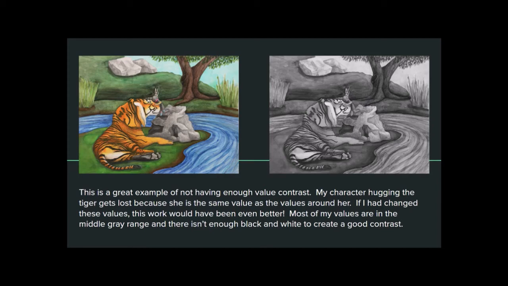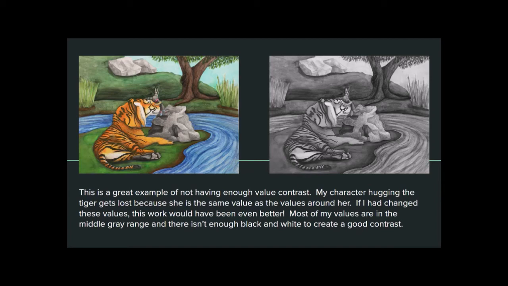I don't have a lot of pure white areas and I don't have a lot of really dark areas. So everything is kind of like the same values. They're all these middle gray values. And if I had just gone in and brought out some darker areas, brought out some more lighter areas, this would have been really, really strong.